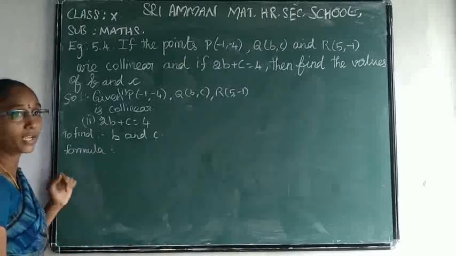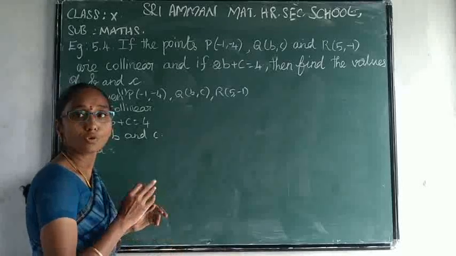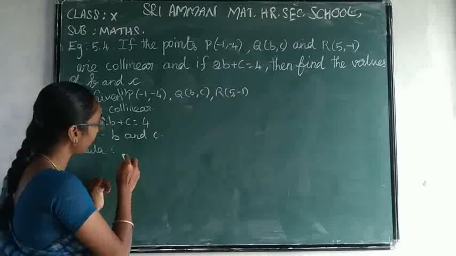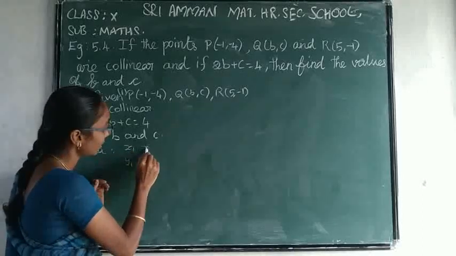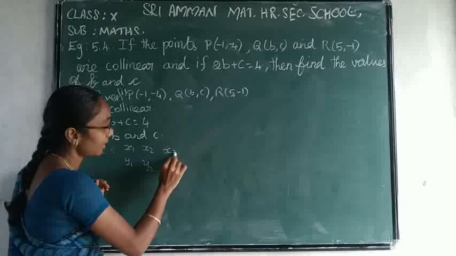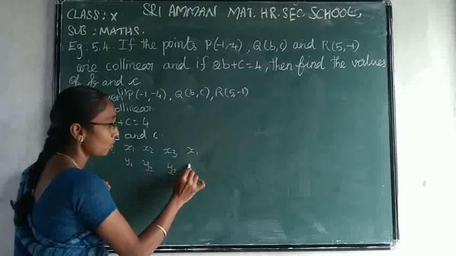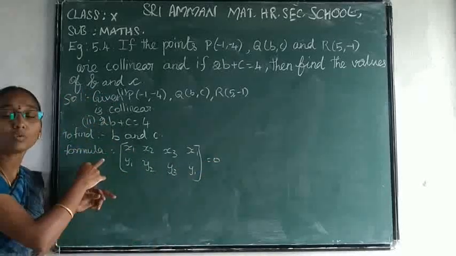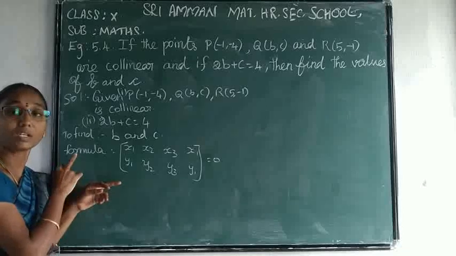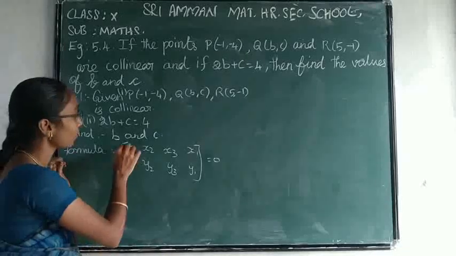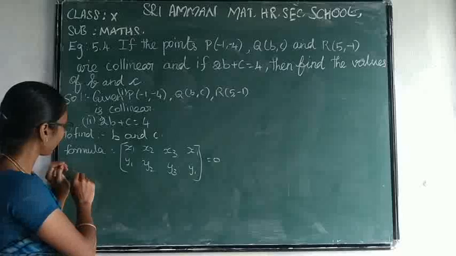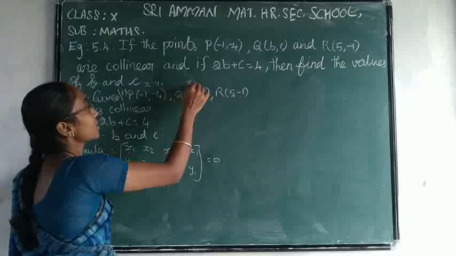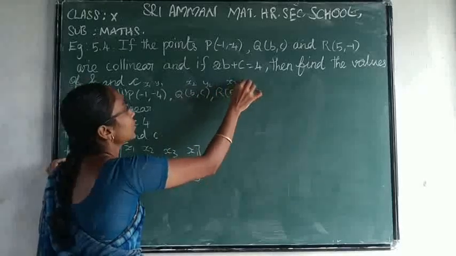Collinear means the area of the triangle equals 0. There is no need for the half in this collinear case. So x1, y1, x2, y2, x3, y3, again x1, y1 equal to 0. There is no need for the half portion in the area of the triangle here. Okay, so substitute these values.